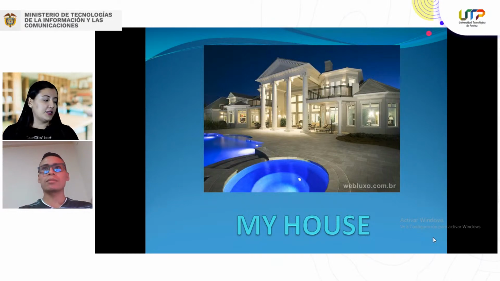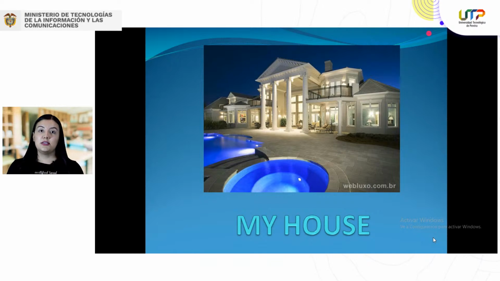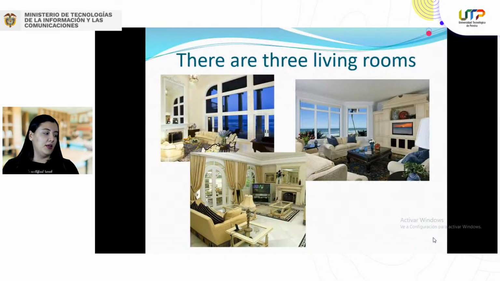So, let's start with the first one. Remember that everything is about your house, yes? We're gonna use this vocabulary to practice this structure. So you're gonna easily understand this because this is very familiar to you. So in a house, yes, this is an example. There are 3 living rooms, yeah? 1, 2, and 3. There are 3 living rooms. So first thing, if there is more than one thing, I have to use there are.